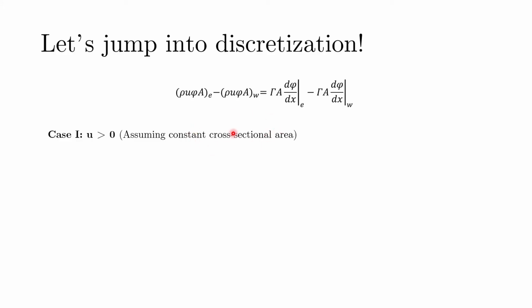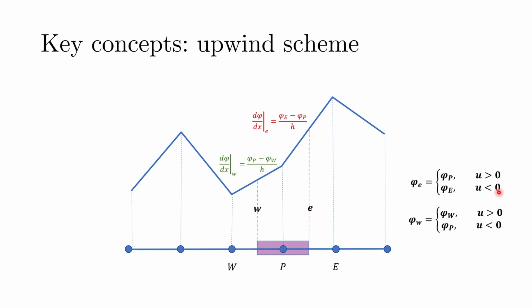This just makes the math a little bit simpler here, but you can also do it for a variable cross-sectional area. So if I have a constant cross-sectional area, you can just imagine that all the A in the equation just cancel out. And what we would have after substituting for phi at small e from the previous slide, if the u is greater than 0, is phi at capital P, and for phi at small w, I would substitute phi at capital W.